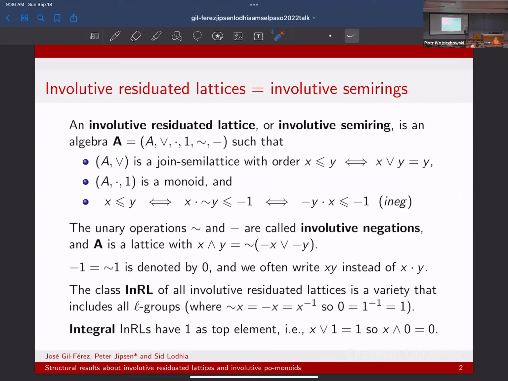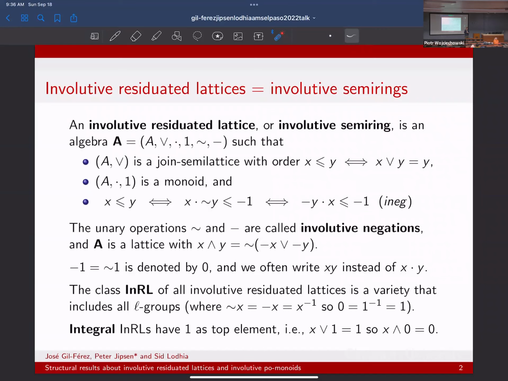And so to start with, an involutive residuated lattice: normally I would say it's a lattice and there's a residuation on it, and then that the residuation is involutive, meaning that it has two linear negations that are defined from the residuals. But it turns out that there's a simpler definition, which is at the same time much better for what we're trying to do here, and also very closely connected to lattice ordered groups.